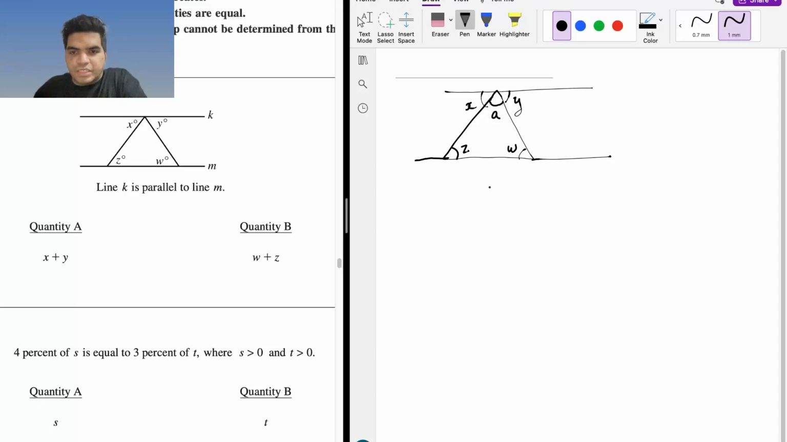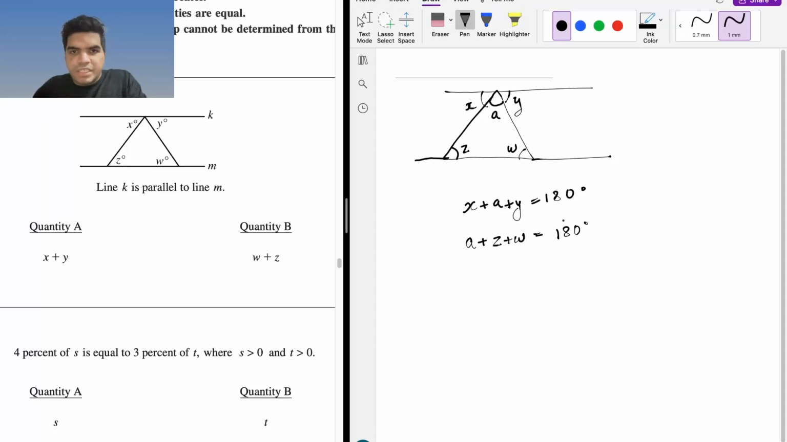We can conclude two things from here. This is a linear group. Basically, it's all on a single line. So X plus A plus Y will all be equal to 180 degrees. So X plus A plus Y, my bad, is equal to 180 degrees. Hence, since these are all three angles of a triangle, we can also say A plus Z plus W is also equal to 180 degrees.